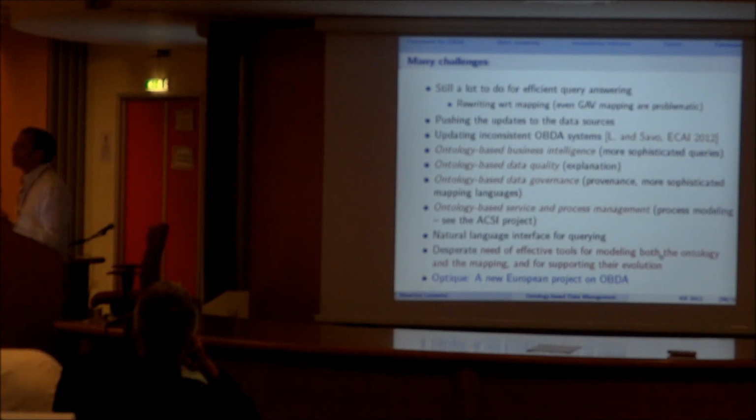But also, once you have this ontology on top of your system and people are using it, why don't we try to use it for sophisticated tasks? Not only answering queries, but business intelligence, for example. Business intelligence can be seen as a task where you need sophisticated forms of queries. So we really need to go beyond conjunctive queries.